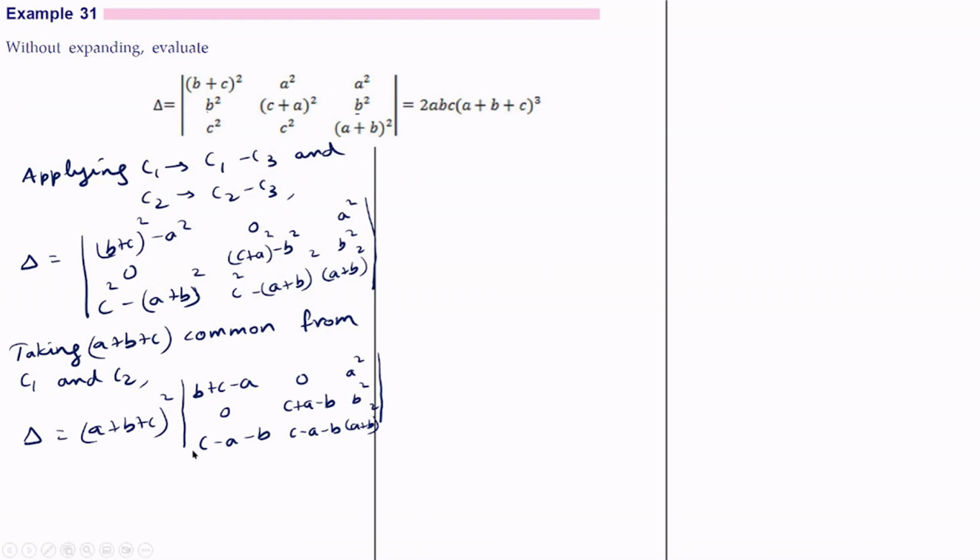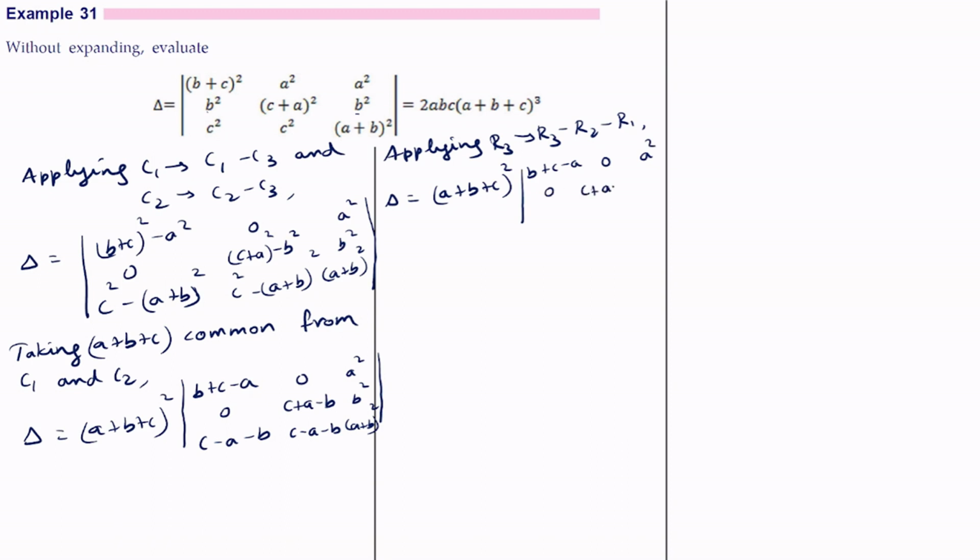And after this, let us apply R3 changing to R3 minus R2 minus R1. So delta becomes a plus b plus c the whole square into the first two rows remain the same, 0 a square, then 0 c plus a minus b square.